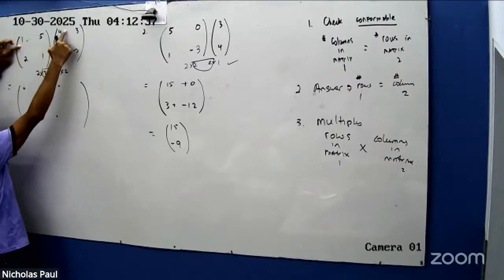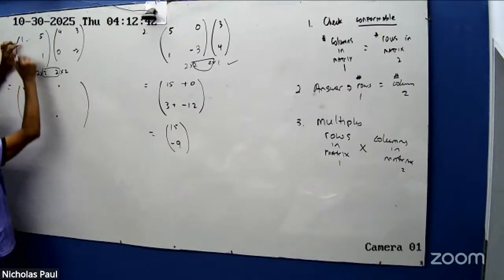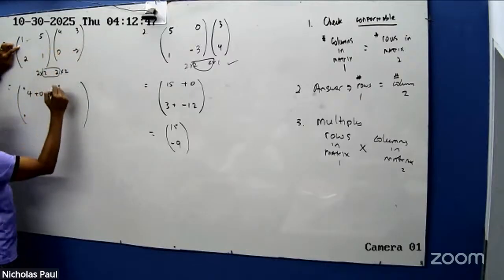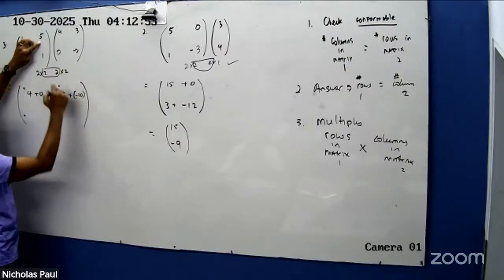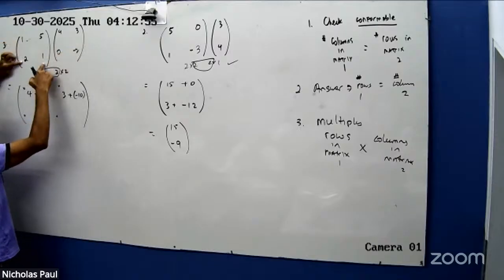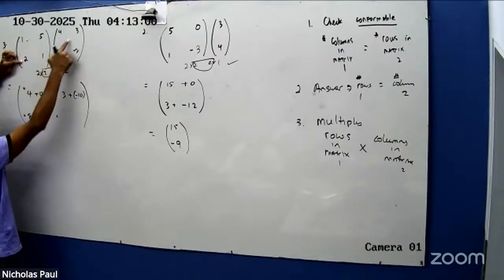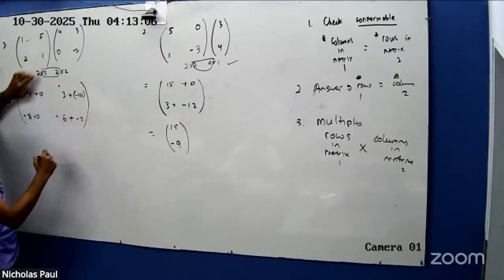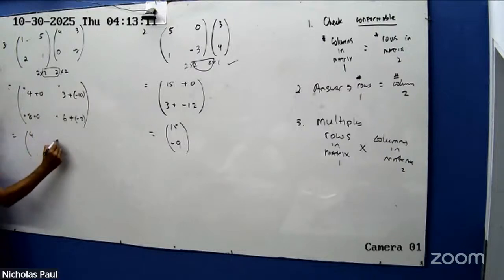So row by column, 1 by 4 is 4. 5 by 0 is 0. 1 by 3 is 3. 5 by minus 2 is minus 10. I am done with this row and all the columns. Now 2 by 4 is 8. 1 by 0 is 0. Row by column again, 2 by 3 is 6. 1 by minus 2 is minus 2. So your final answer is 4, minus 7, 8, 4.